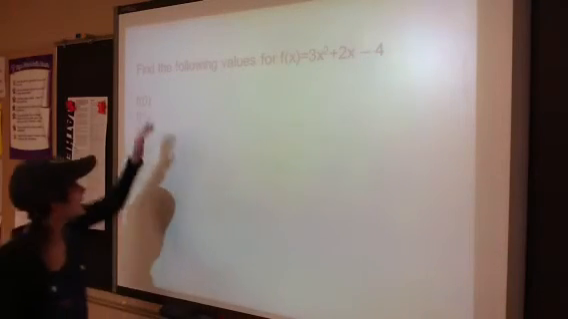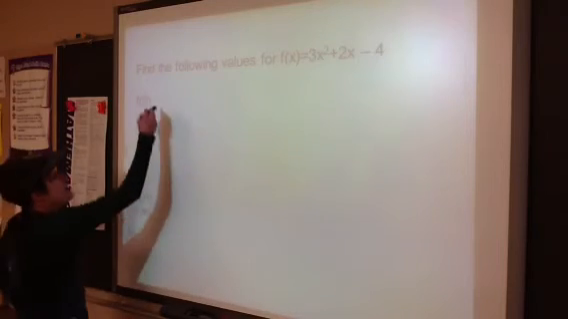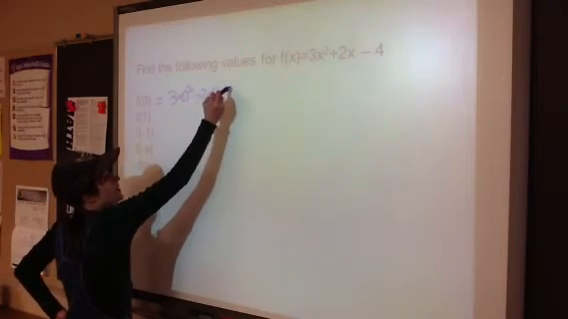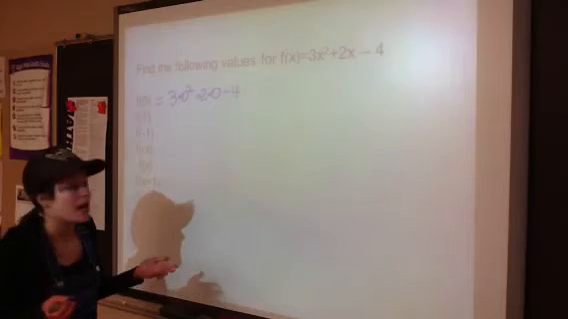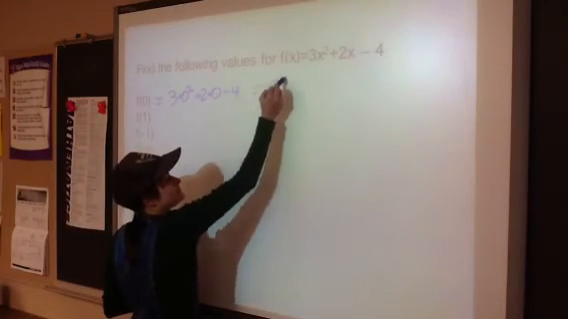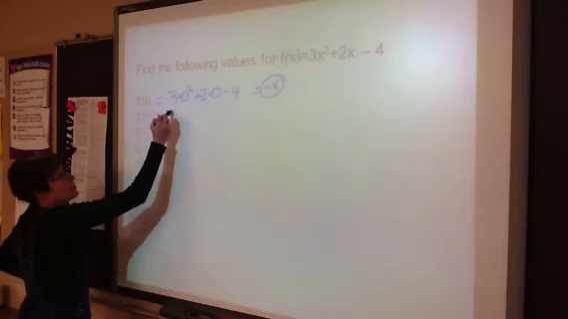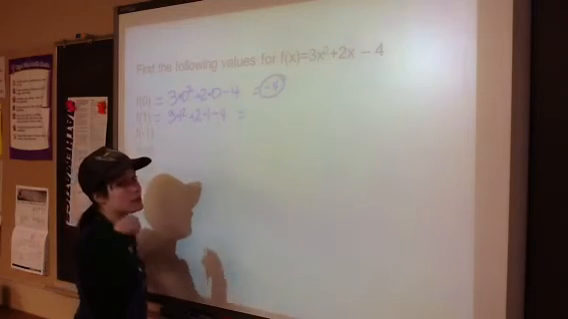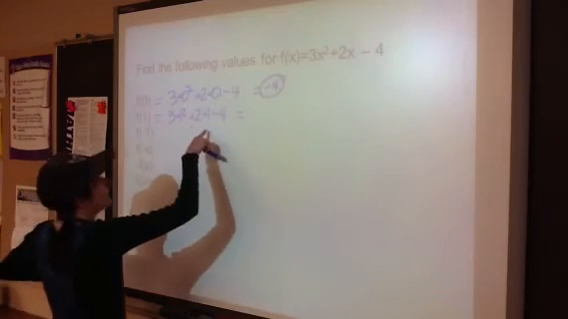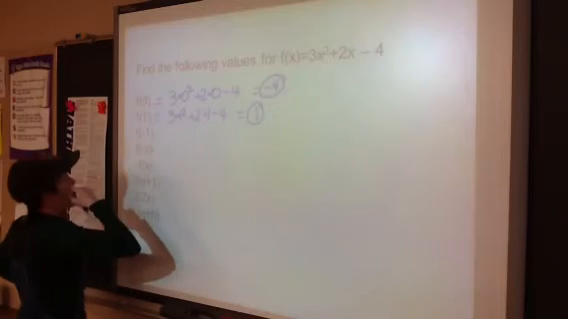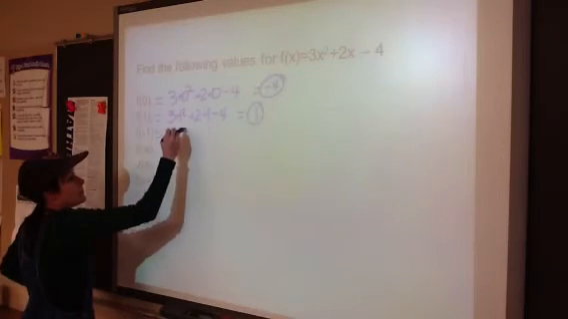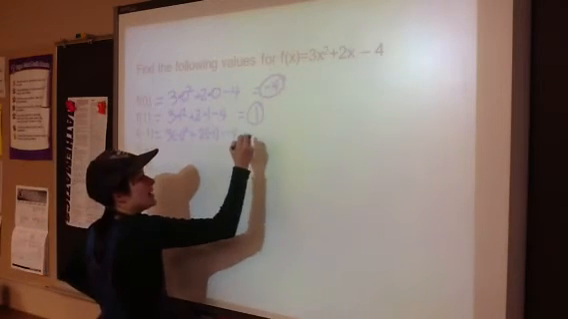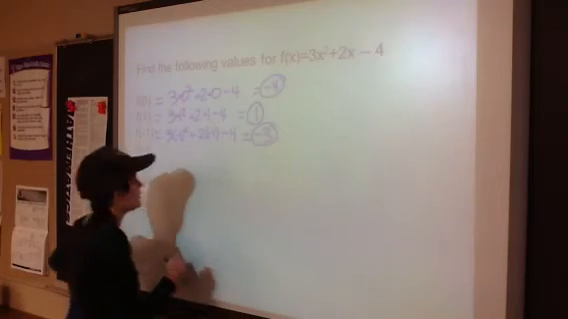So what we're going to do is plug in whatever value they have inside the parentheses there. So we're going to go 3 times 0 squared plus 2 times 0 minus 4. And you're going to get an answer. And that answer is -4. Plug in 1. So 3 times 1 squared plus 2 times 1 minus 4. See what you get. You get 1. Yay, go you. Plug in -1. You get -3. Yay, go you.